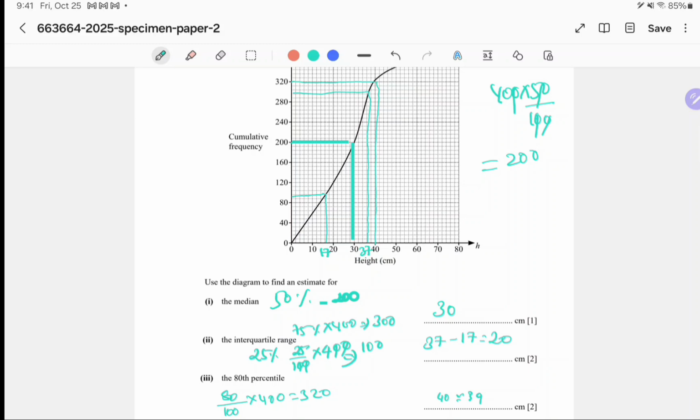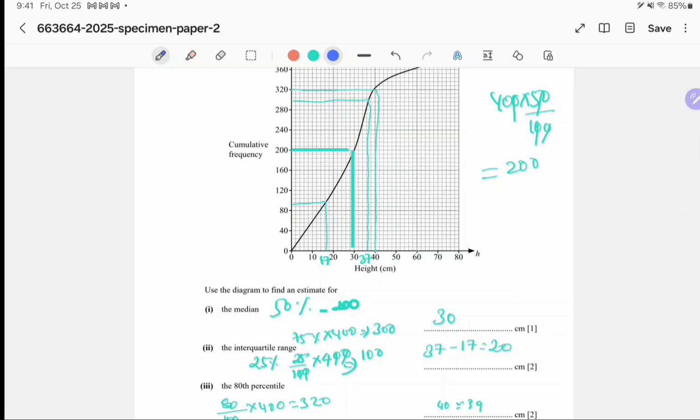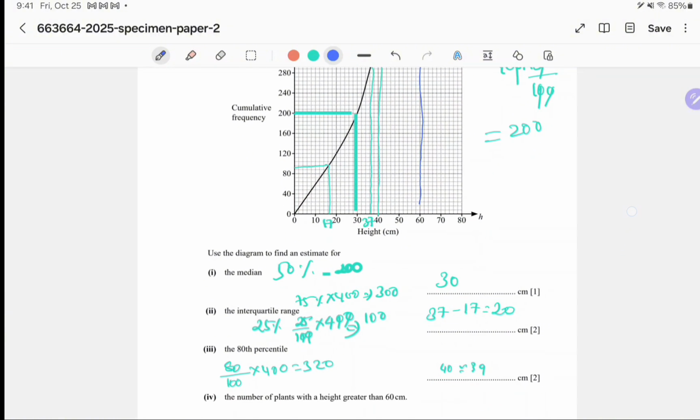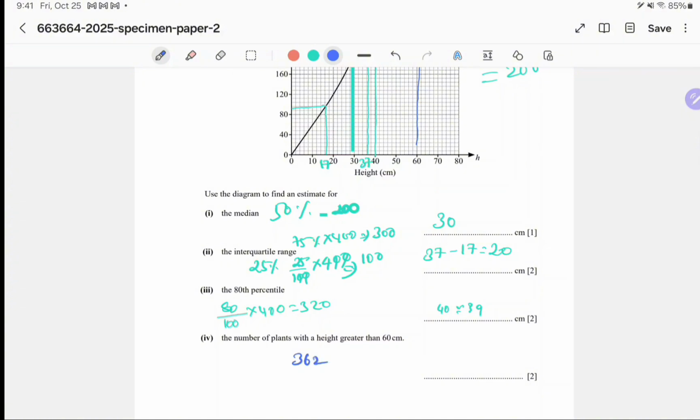One more question: the number of plants with a height greater than 60 centimeters we have to mark. I will take this color. So the number of plants above 60 centimeters. From here, 360 is there. Maybe we will keep it as 362. The total plants is 400. This is the graph value we obtained. So the answer is 38 plants.